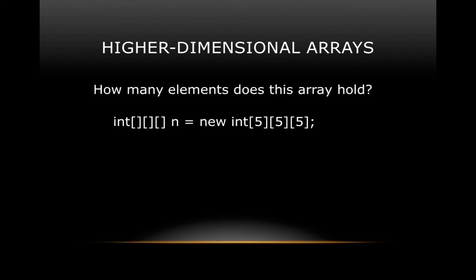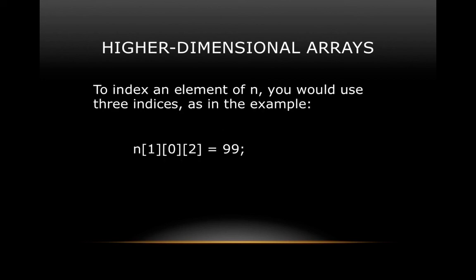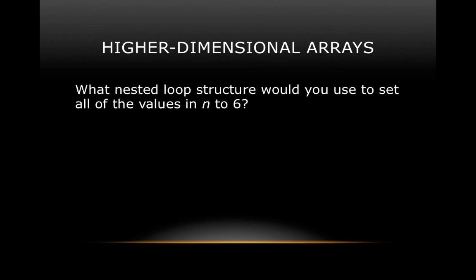How many elements does this array hold? This array holds 5 times 5 times 5, or 125 total elements. To index an element of n, you would use 3 indices, as in the example here. To iterate over the elements of n, you would need a triply nested loop.